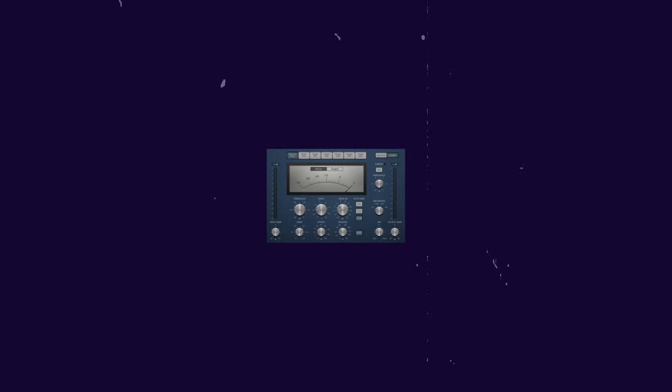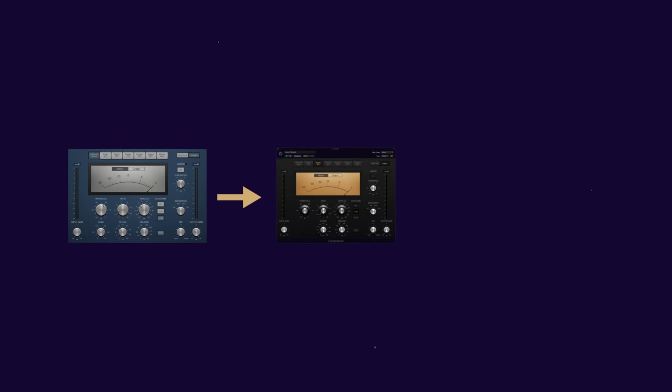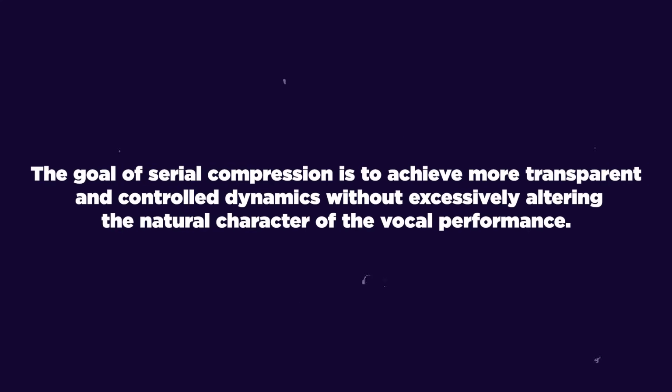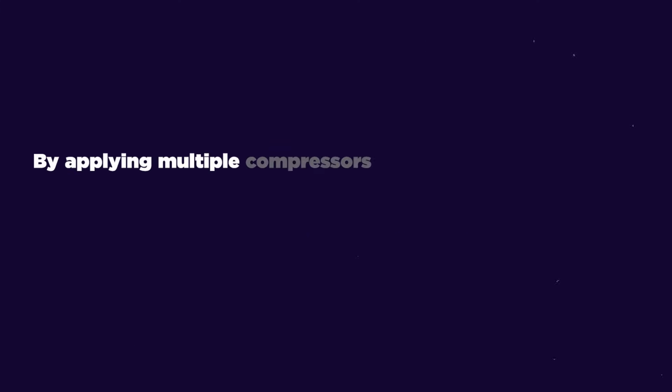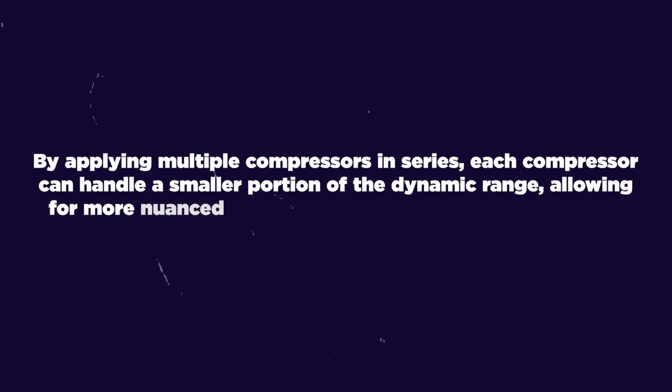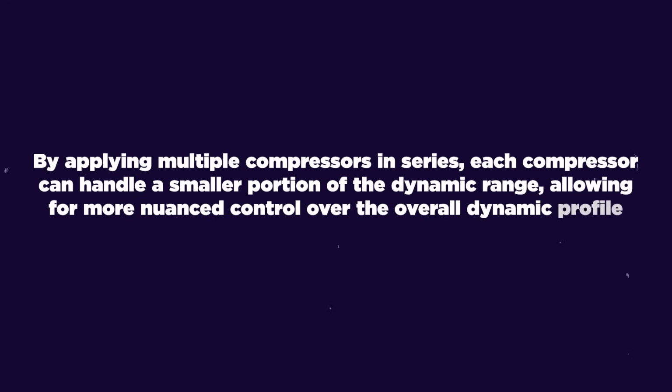So instead of using just one compressor with significant gain reduction, serial compression involves using several compressors in a chain, each with a more subtle effect. So the goal of serial compression is to achieve more transparent and controlled dynamics without excessively altering the natural character of the vocal performance. By applying multiple compressors in series, each compressor can handle a smaller portion of the dynamic range, allowing for more nuanced control over the overall dynamic profile of the vocal track.